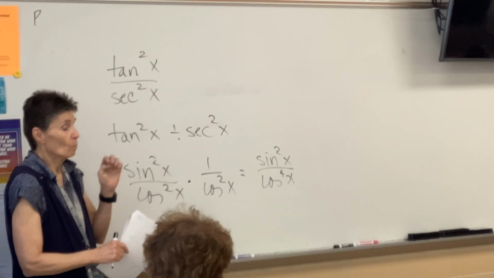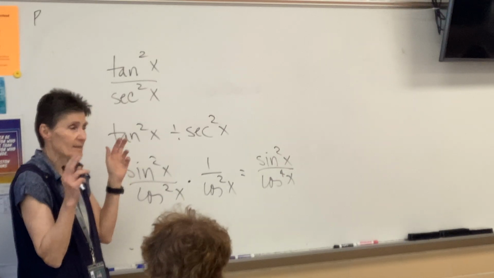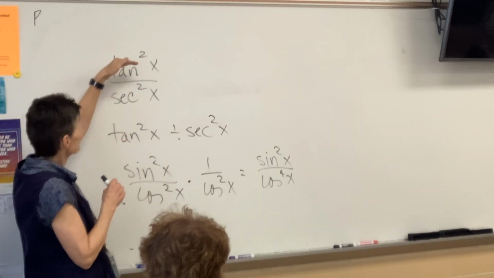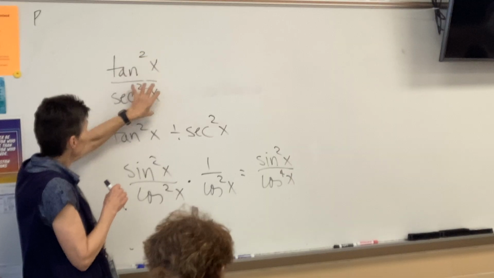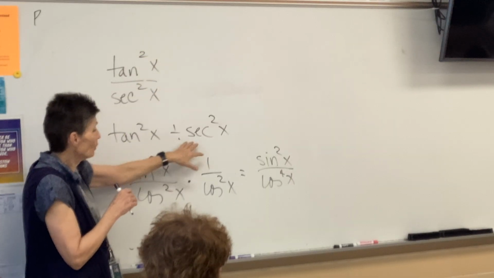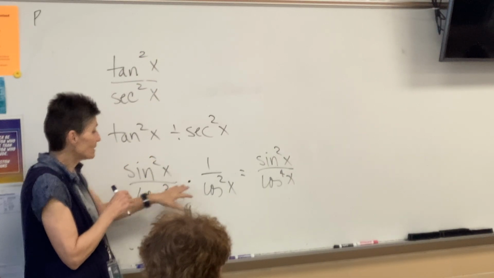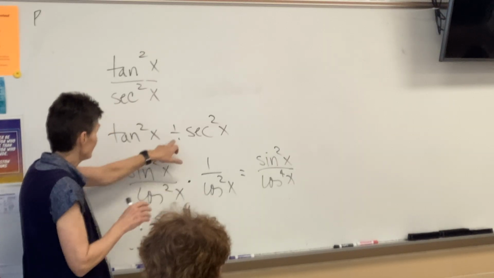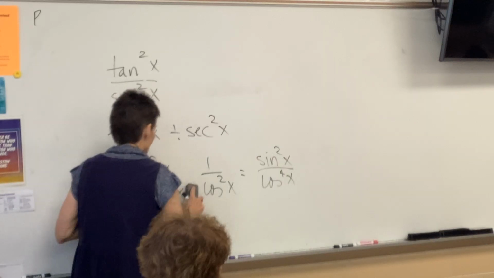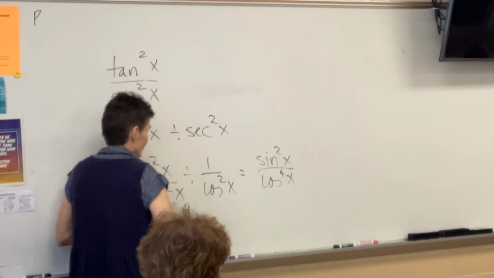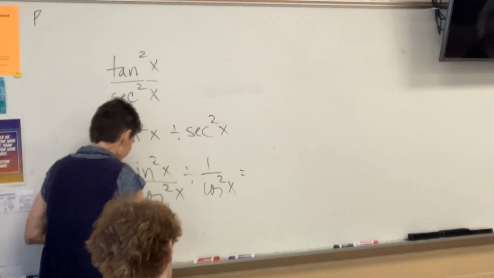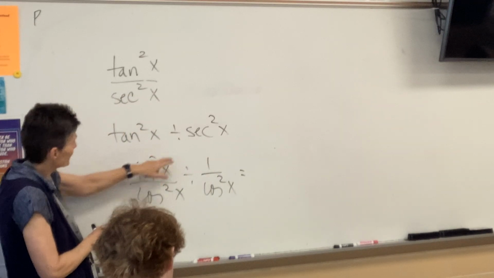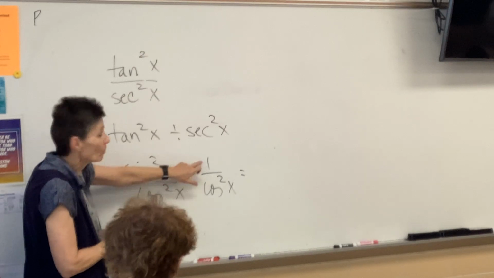Okay, so one of the strategies we have is if it's just a thing over another thing, write it out longhand, change them into their fraction form, and, oh, wait a second, guys, wait a second. That was a division, not a times. I left the stuff out, yeah, thanks. You guys are supposed to tell me when I do that. This was sine squared over cosine squared, divided by 1 over cosine squared.